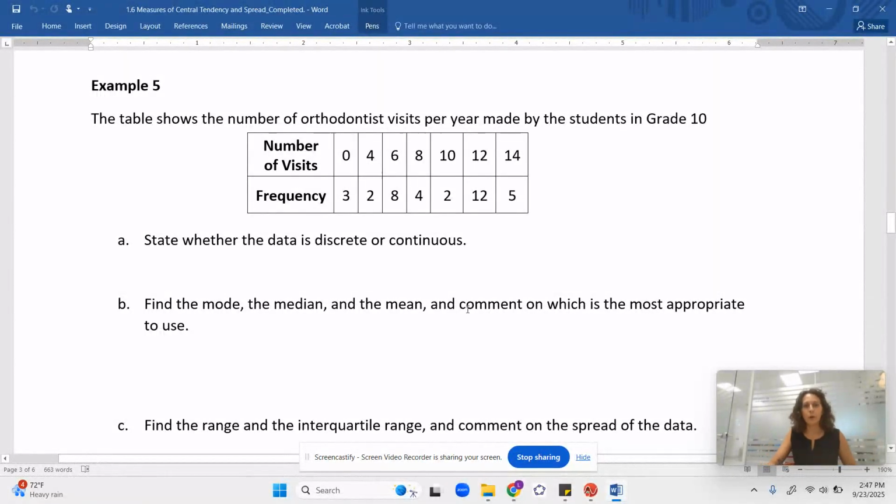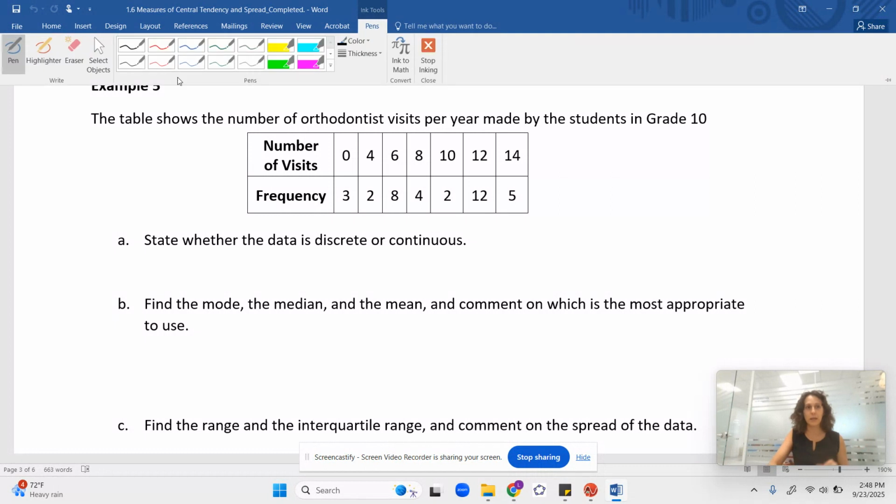Hi. For this example, we have the number of orthodontist visits per year by students in grade 10. We have students who made 0 visits, 4 visits, 6 visits, up to 14 visits to the orthodontist. It looks like the most common number of visits was 12. We had 12 students who made 12 visits. So we have the frequency of these different numbers of visits. So 4 students went 8 times, and so on.